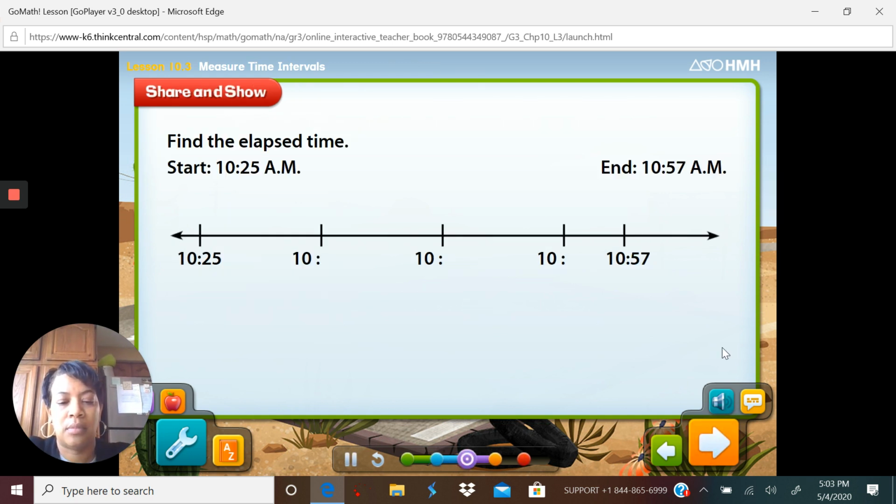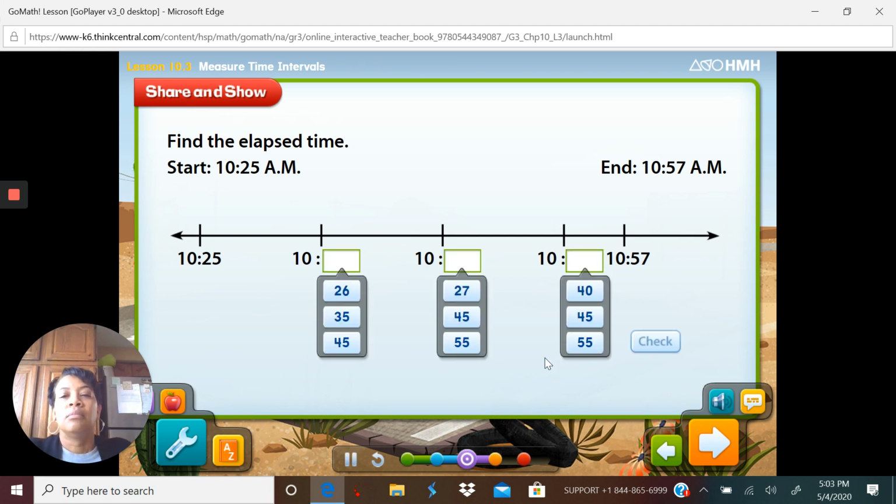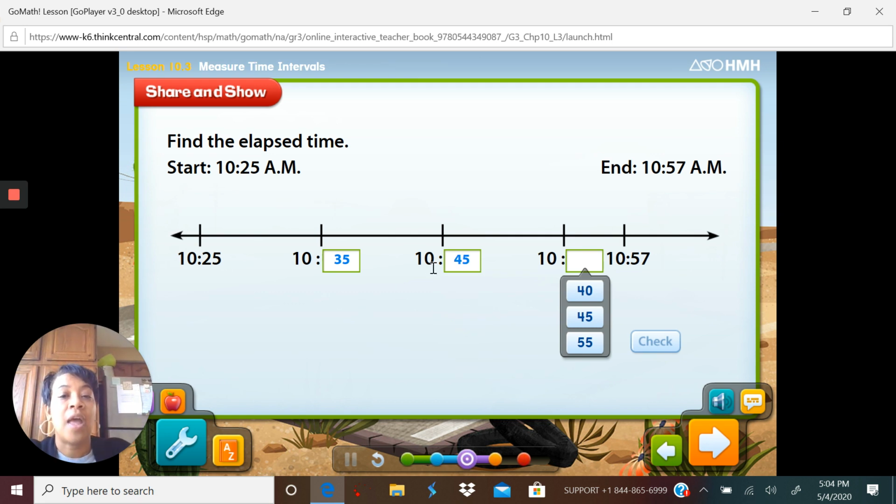Find the elapsed time. The start time is 10:25 a.m. The end time is 10:57 a.m. Select the correct answers to finish labeling the number line. Then check your answers. Okay, so now we're back to a number line. If we're going to count every 10 minutes, 10:25 with 10 minutes added to it would be 10:35. 10 minutes added to 10:35 would be 10:45. And 10 minutes added to 10:45 would be 10:55.